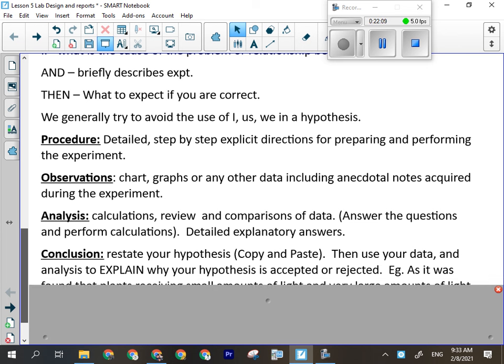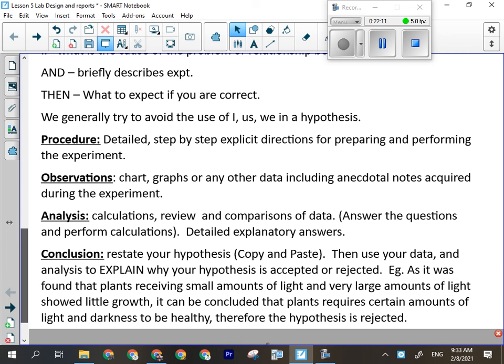After that is your conclusion. In your conclusion, the first thing you do is copy and paste your hypothesis. Just go right back up to the top of the file, highlight your hypothesis, copy, paste. Then you need to explain to me whether you can accept that hypothesis or reject that hypothesis.